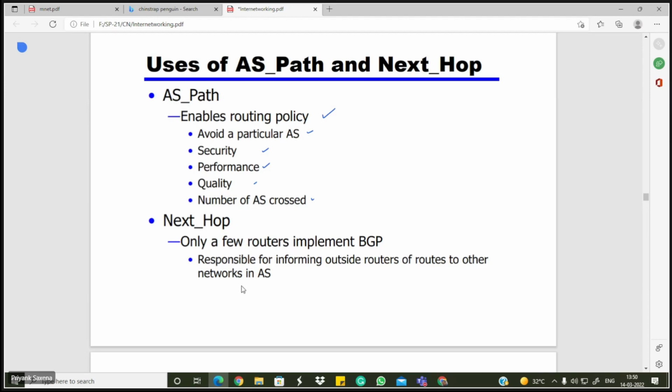Next hop, only a few routers implement BGP because it is not necessary that in the network every router is implementing BGP protocol. They may be using some other protocol. So in that case, they simply treat the packet as a normal packet. They simply forward the packet to the next hop because it is not implementing BGP, so it will not check for that. So those routers which are implementing BGP will be responsible for this policy decision, right?